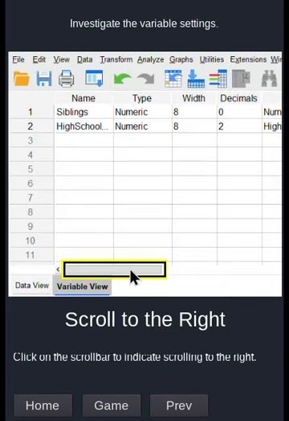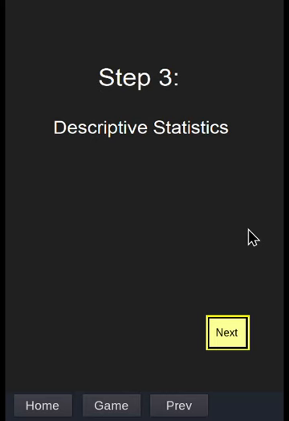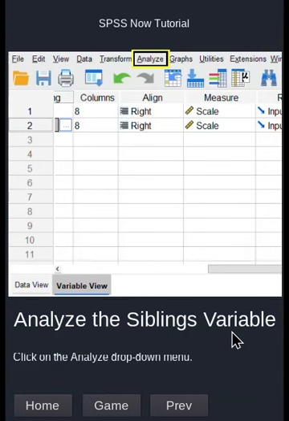For a single sample t-test, we need our dependent variable to be a scale variable. So we head on over and make sure that, yes, our variables are scale, so we're good there. All right, so now let's go ahead and get our descriptive statistics. The descriptive statistics are what we use to describe our sample.